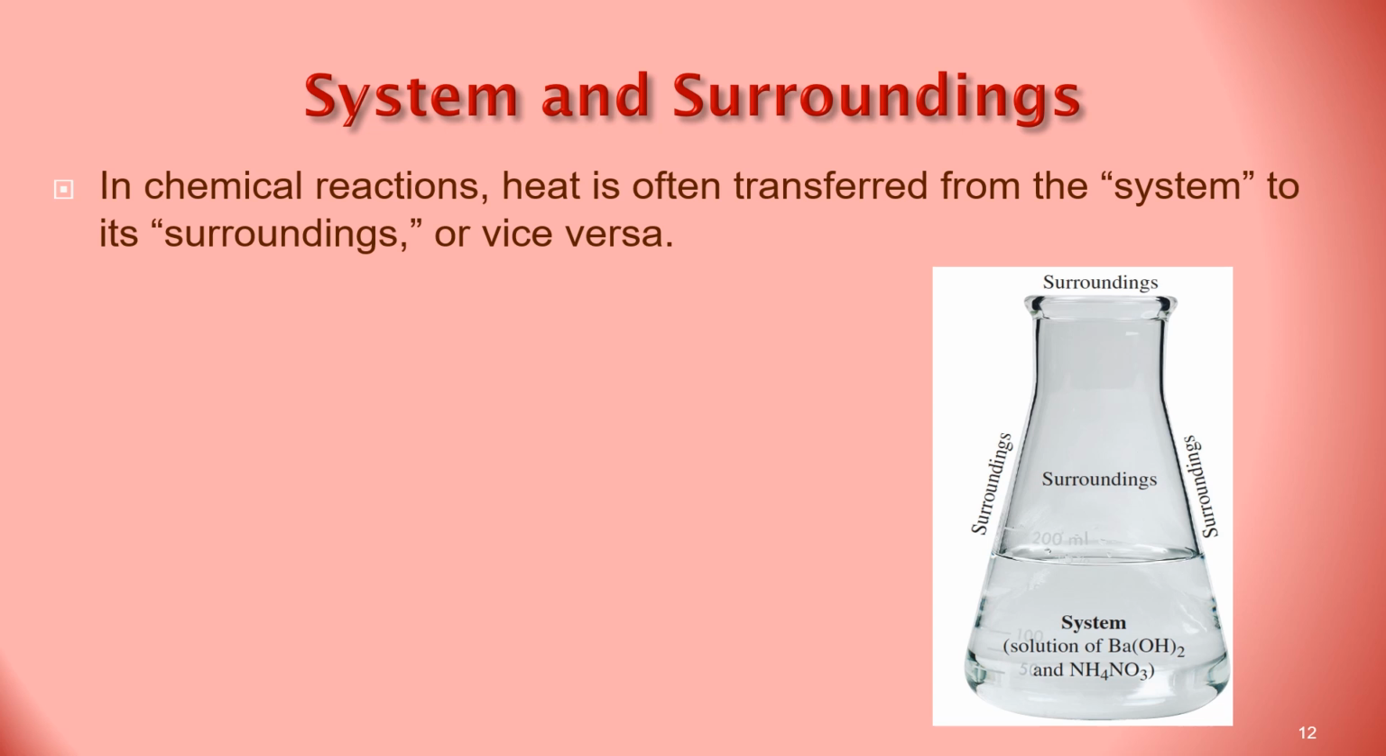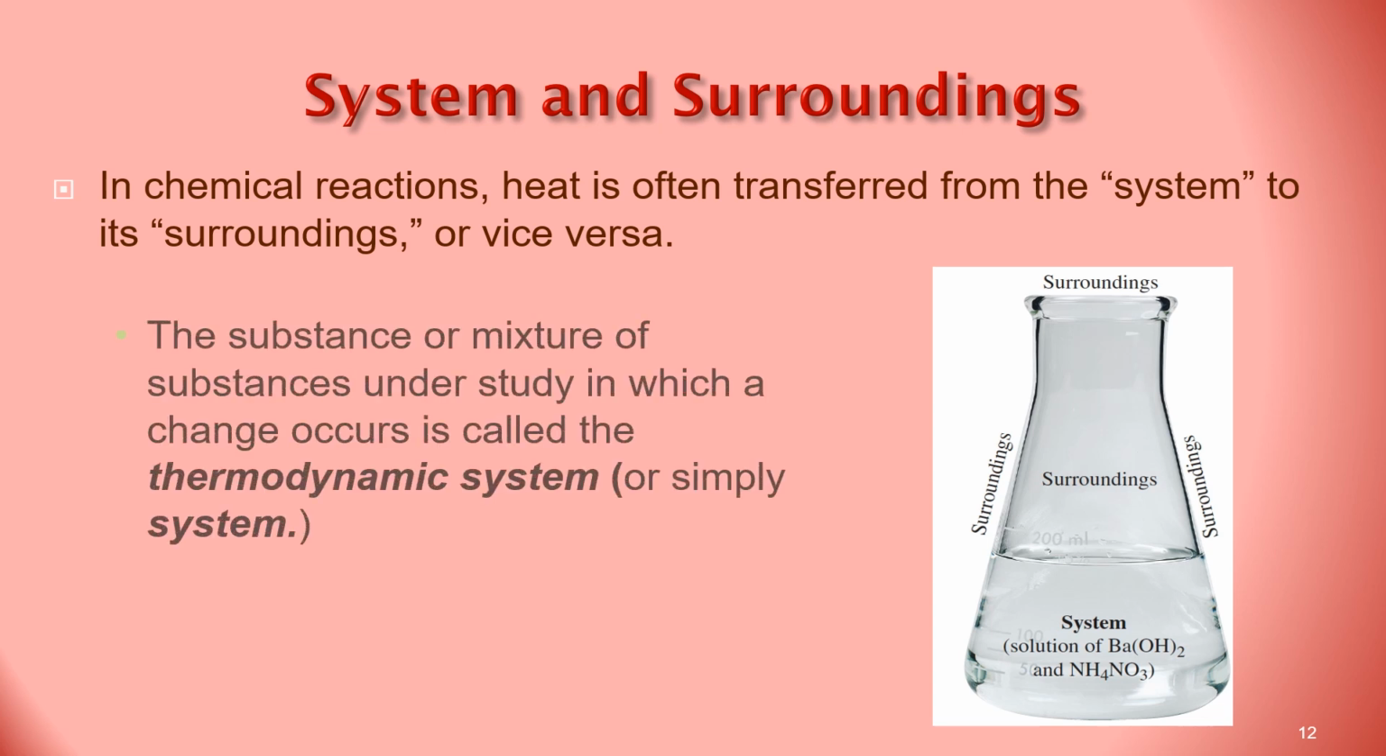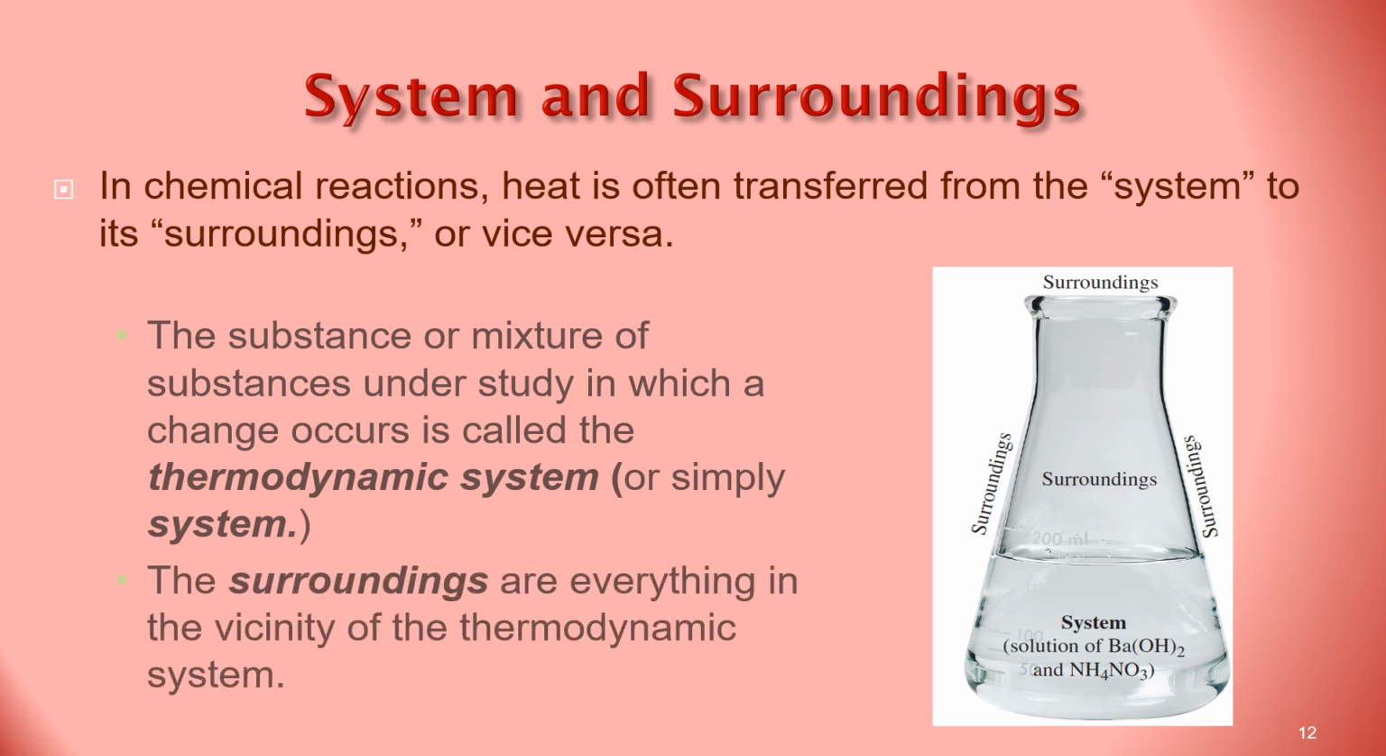So in a chemical reaction, heat is often transferred from what we call the system, which is generally what we're talking about, the chemical reaction, to its surroundings, or vice versa. So if it's exothermic, the heat will be given from the system to the surroundings. And if we have an endothermic system, the heat will transfer from the surroundings to the system. So the system, again, is just what we're studying. So it's the substances under study, the chemical reaction that's happening. And then, of course, everything else is the surroundings.